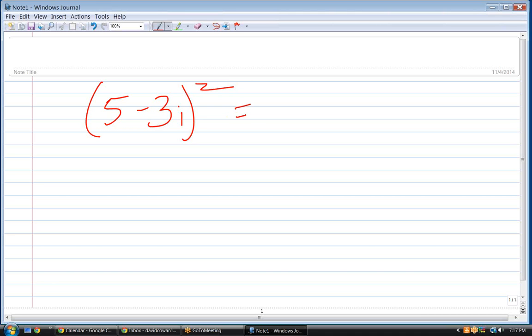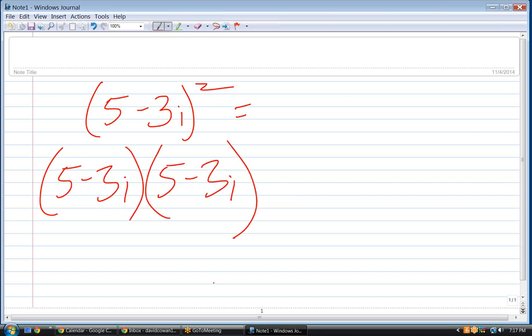So I thought you did, hold on, the 5 times 5. Well, it's the same. 5 minus 3i squared is the same as this. Yeah. And you just FOIL it. In other words, you want to FOIL it in the same way you would FOIL x minus y times x minus y.